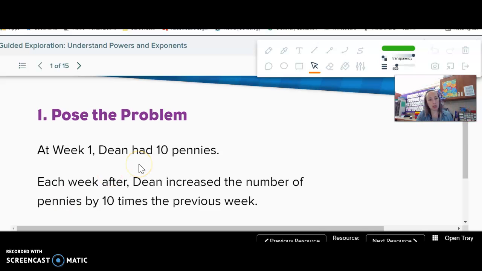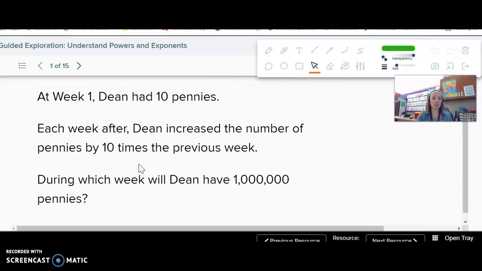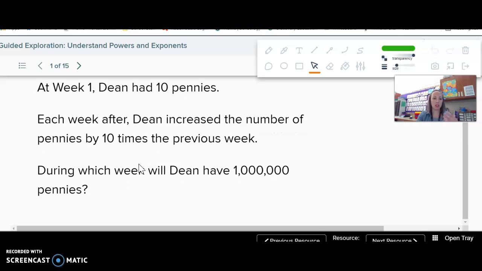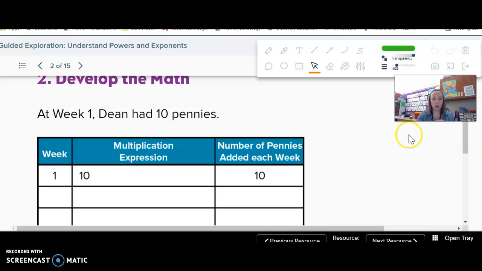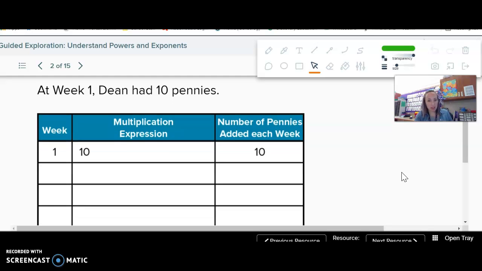So the problem we're thinking about: at week 1, Dean had 10 pennies. Each week after, Dean increased the number of pennies by 10 times the previous week. So like 10 times more than he had the week before. During which week will Dean have 1 million pennies, or will he add 1 million pennies? You have this table on your paper, so we're going to be filling it out together and then looking for some patterns. So week 1, he had 10 pennies.